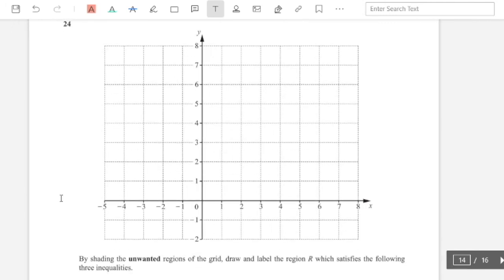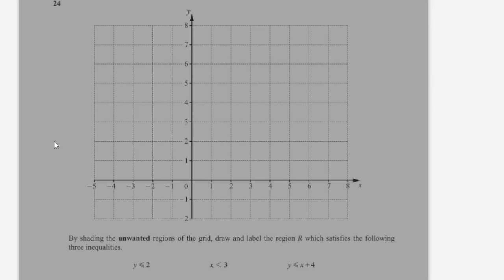Question number 24. By shading the unwanted regions of the grid, draw and label the region R which satisfies the following three inequalities. Right, so we have y less than or equal to 2. So we have a straight line over here. This is supposed to be a straight line. Please excuse my clumsiness. And then we have x less than 3. So we have a line over 3 but a dotted one, since this is not equal to 3.